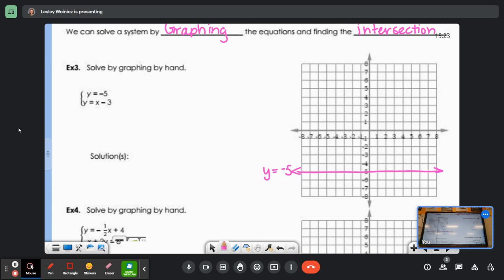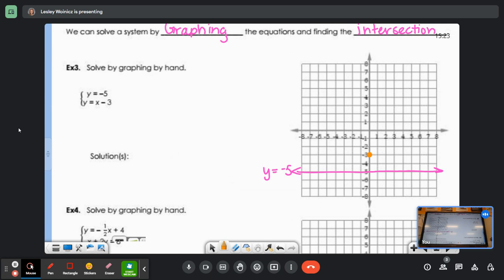And then it goes out. Okay, so that's one down, one to go. My next one has a b of -3. So I'm going to start my graph at -3 on the y-axis.